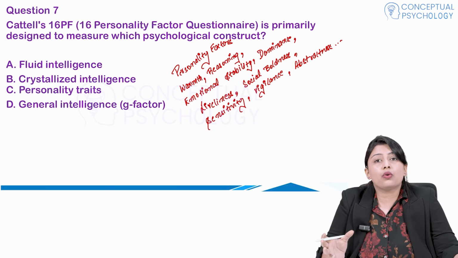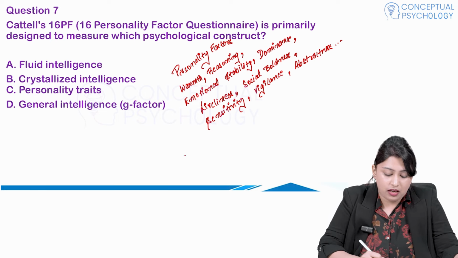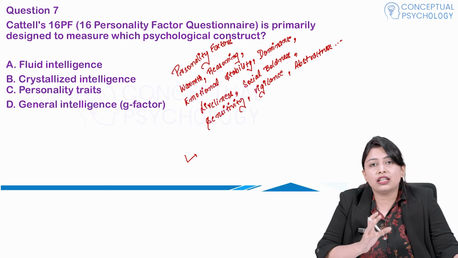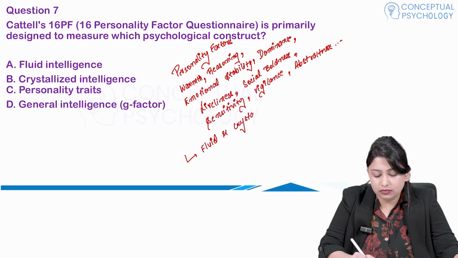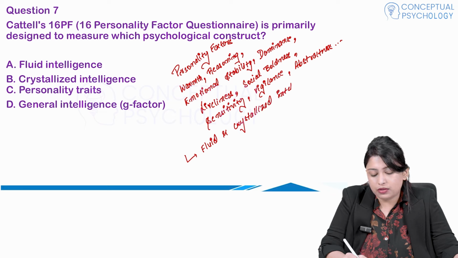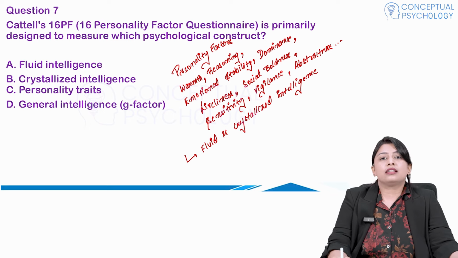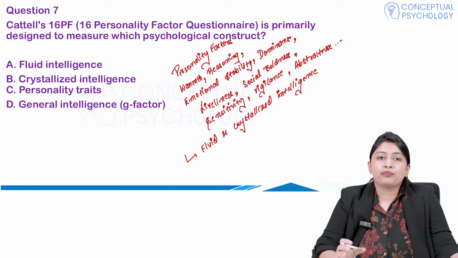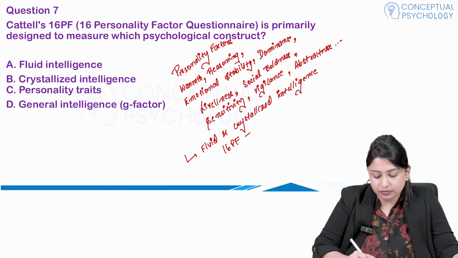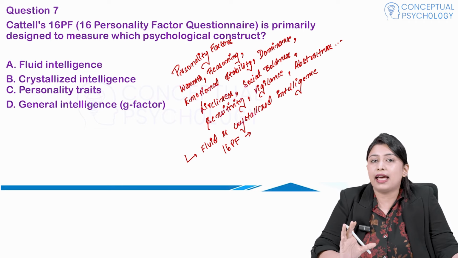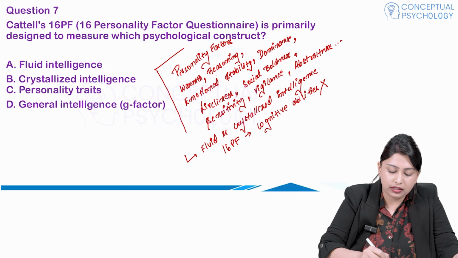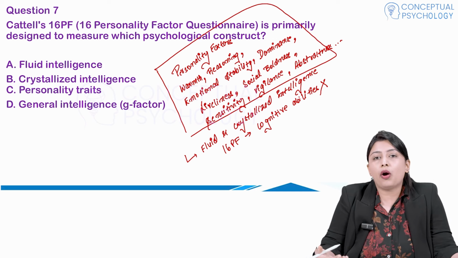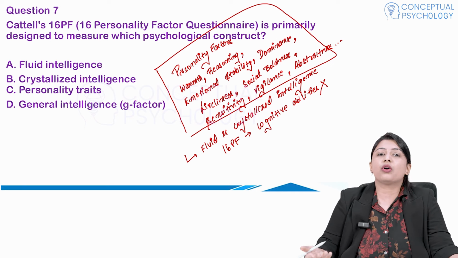While Raymond Cattell is also famous for his work on intelligence theory, his major contribution was the distinction between fluid and crystallized intelligence. But the 16 PF focuses on personality dimensions rather than cognitive abilities. So here we are not looking at cognitive abilities, but only the personality factors. The test provides a comprehensive profile of an individual's personality structure based on factor analytic research.